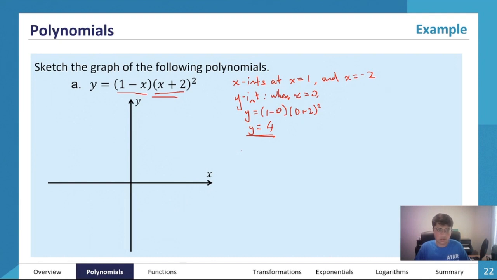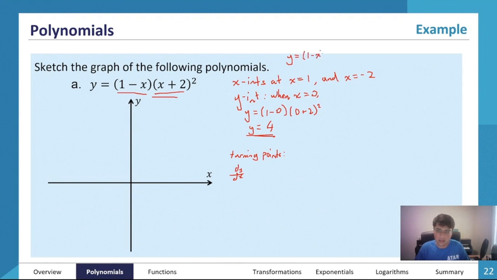Turning points. Yeah, it might be worth doing the turning points too, just for the sake of completeness. Turning points. First of all, we find the derivative. Before we find the derivative, we need to expand this out. So I'll just do it up here. We have y equals 1 minus x times x plus 2 squared.